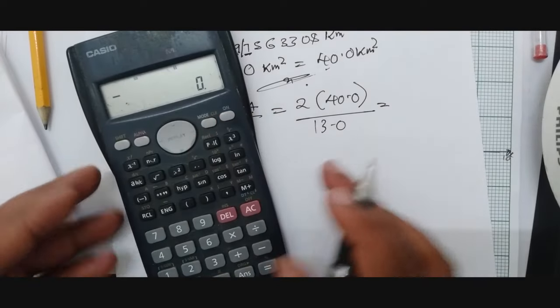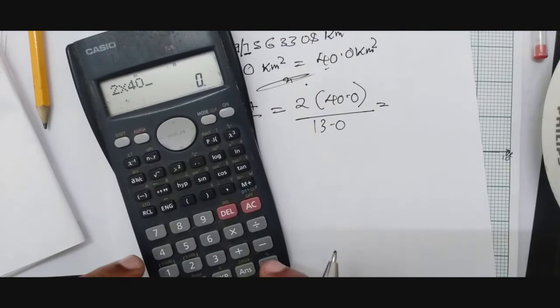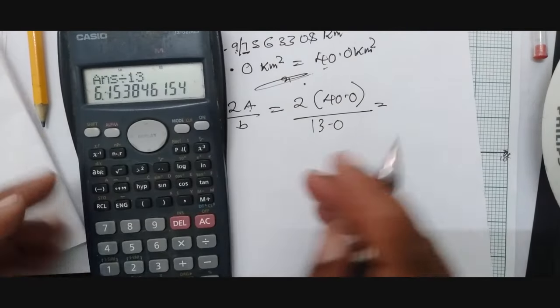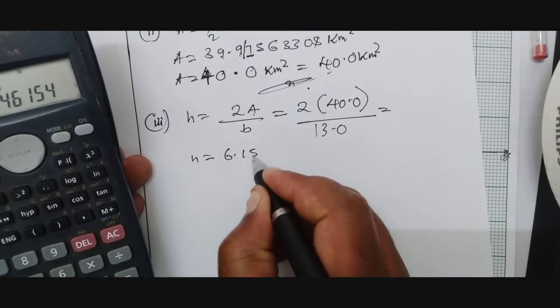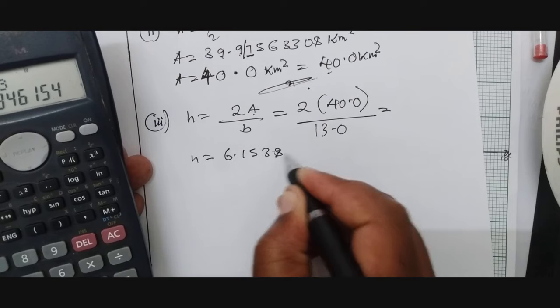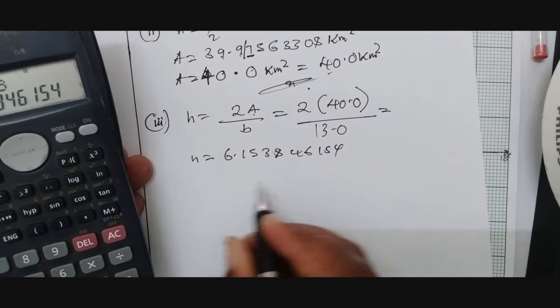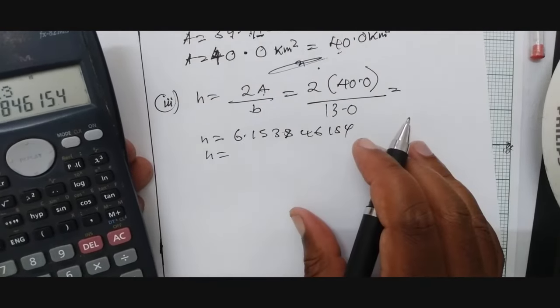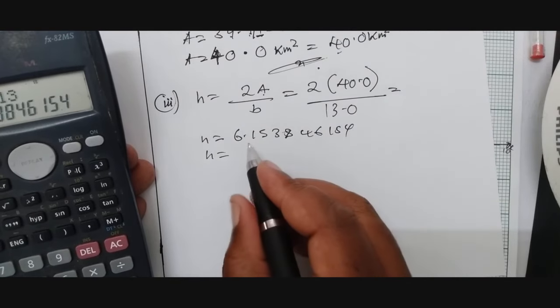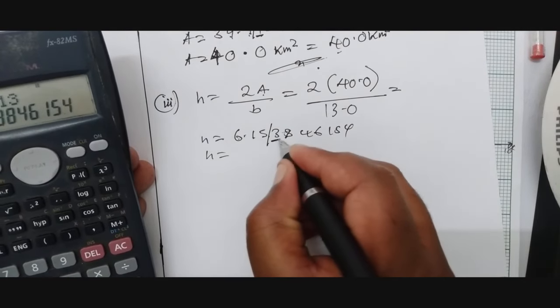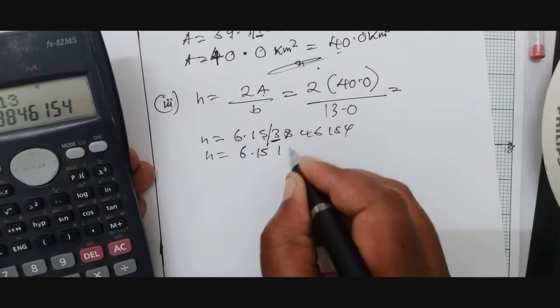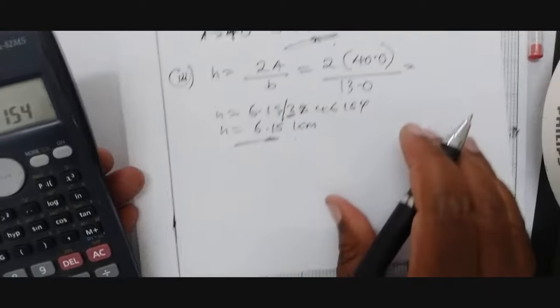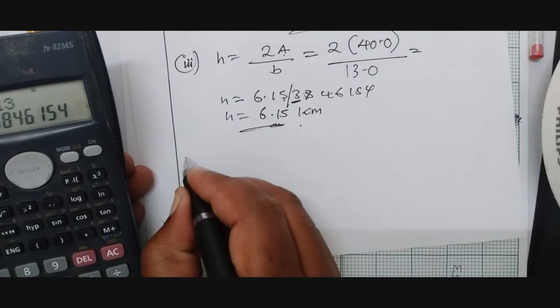Alright? 2 by 40 is 80, divided by 13. What do you get? You have got height is equal to 6.153846154. Alright, so you say your height is equal to, correct to three significant figures, 1, 2, 3. You cut here and consider 3 as 0, 0 plus 5, 5. 6.15 kilometers is your shortest distance. Alright? Then we deal with part B.